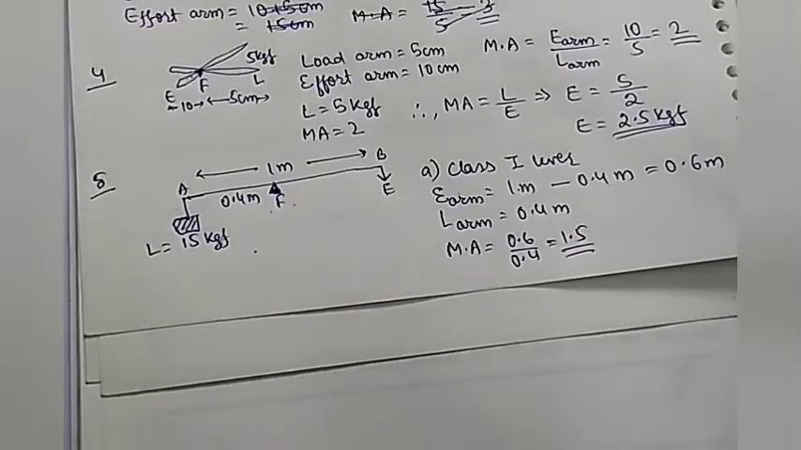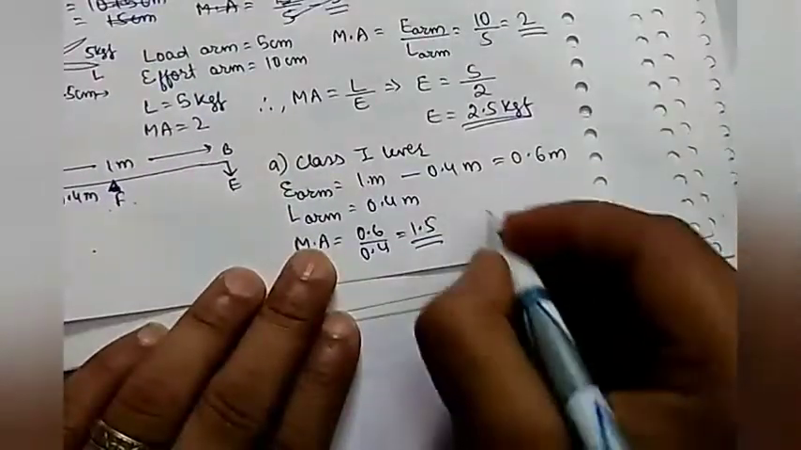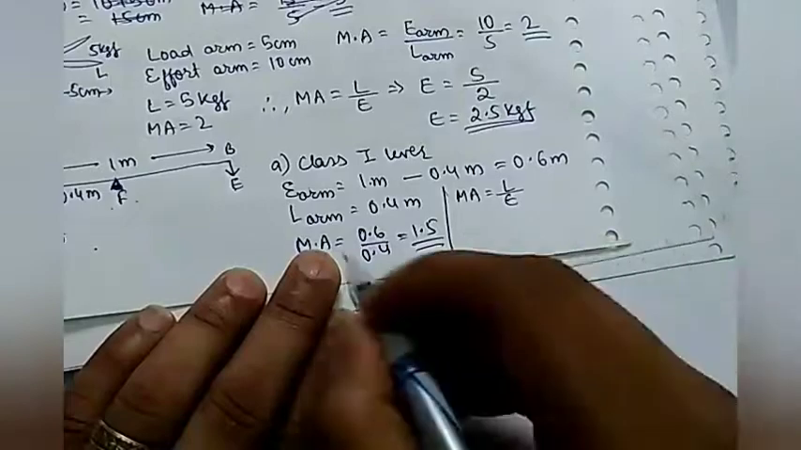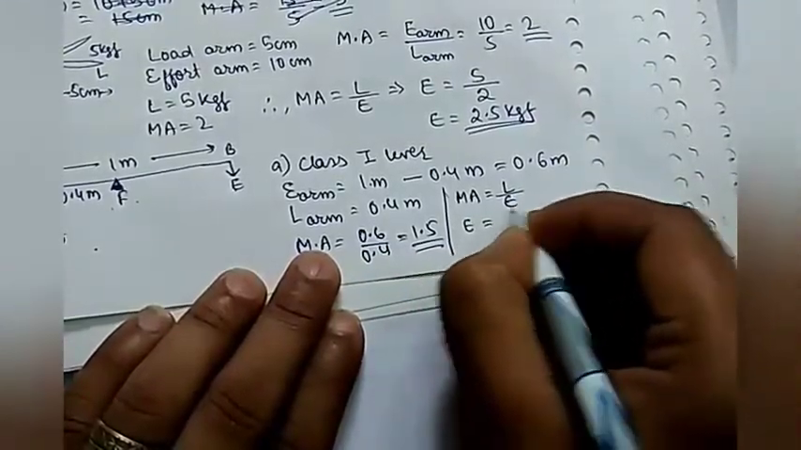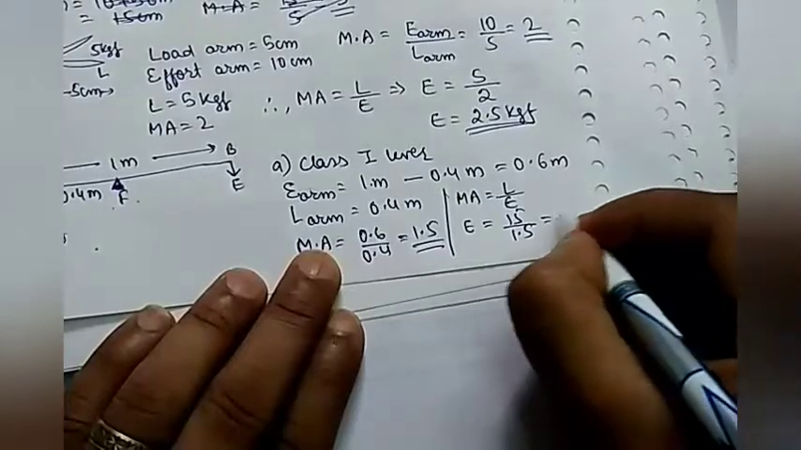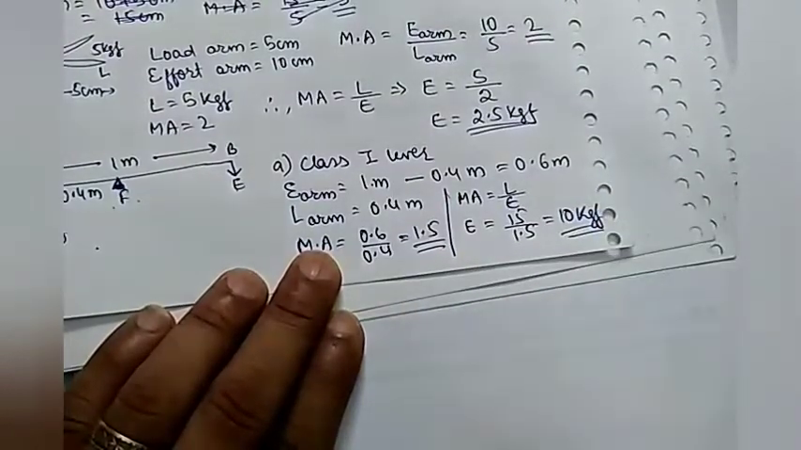The third question is, calculate the value of effort. I am doing it here only. Since the mechanical advantage is equal to load by effort, load is 15, effort we have to find. So effort is equal to load, that is 15 by 1.5, that is equal to 10 kgf.